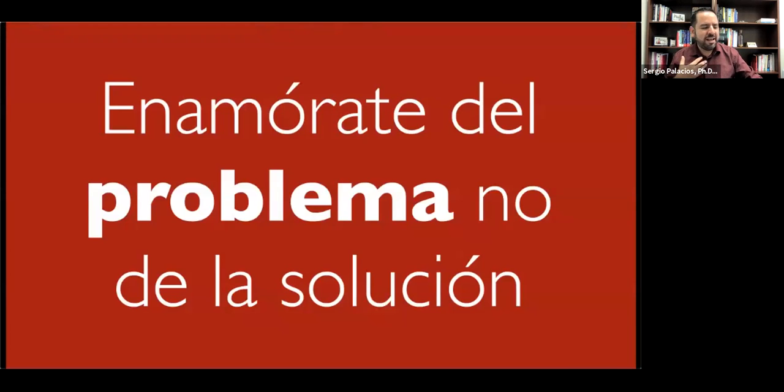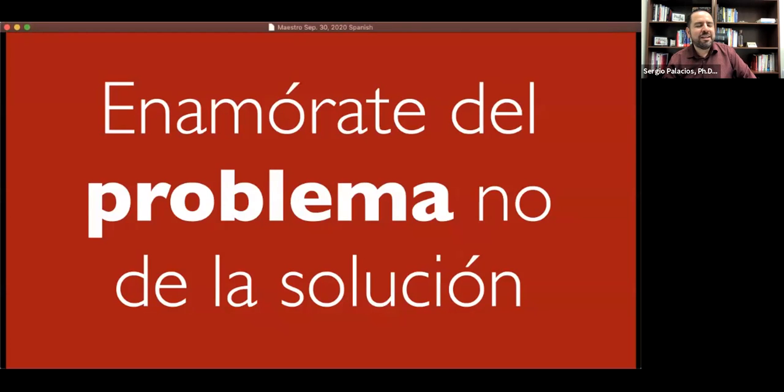Yo generé en mi cabeza, esto es lo que vamos a hacer, esto es lo que podemos crear, pero no sabemos si va a funcionar hasta que lo intentamos. Entonces, mi primer tip de los más importantes es enamorarse del problema, no de la solución. Y otra vez vuelvo a ti, Celina, porque dijiste solucionar problemas. Me encanta esa definición de emprendimiento porque estás enfocándote en el problema, no en la solución.